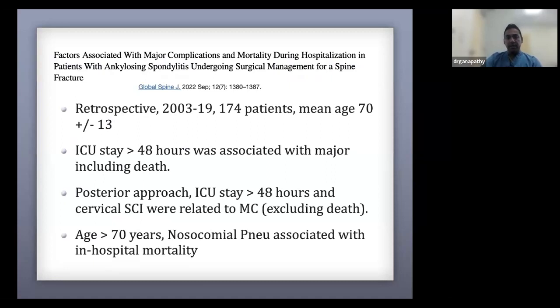This looked at major complications of mortality and factors associated. So I'll just summarize it. The posterior approach, ICU stay more than 48 hours, and spinal cord injury were associated with a major complication, excluding death, and greater than 70 years of age, nosocomial pneumonias were also associated with in-hospital mortality. And anything more than 48 hours of ICU stay was also considered a major risk, including death.